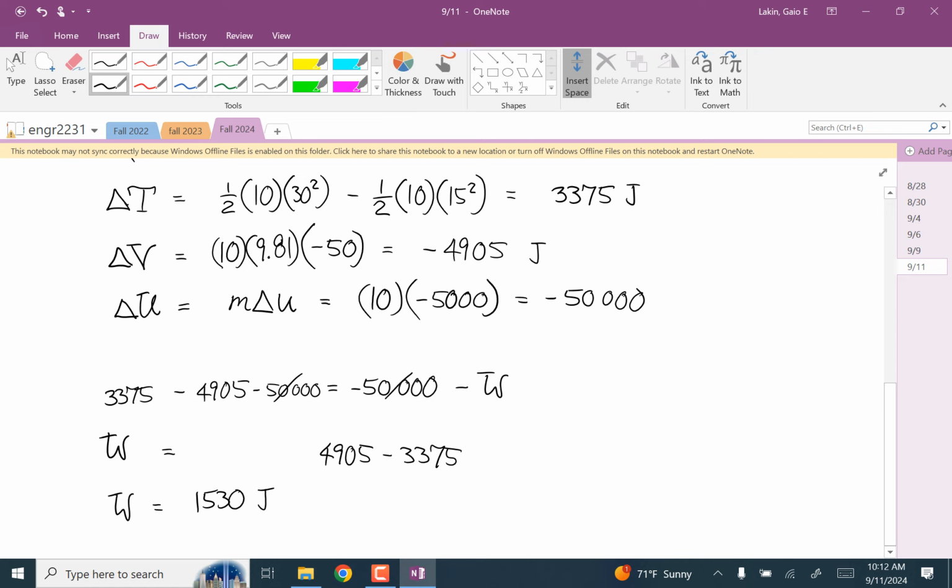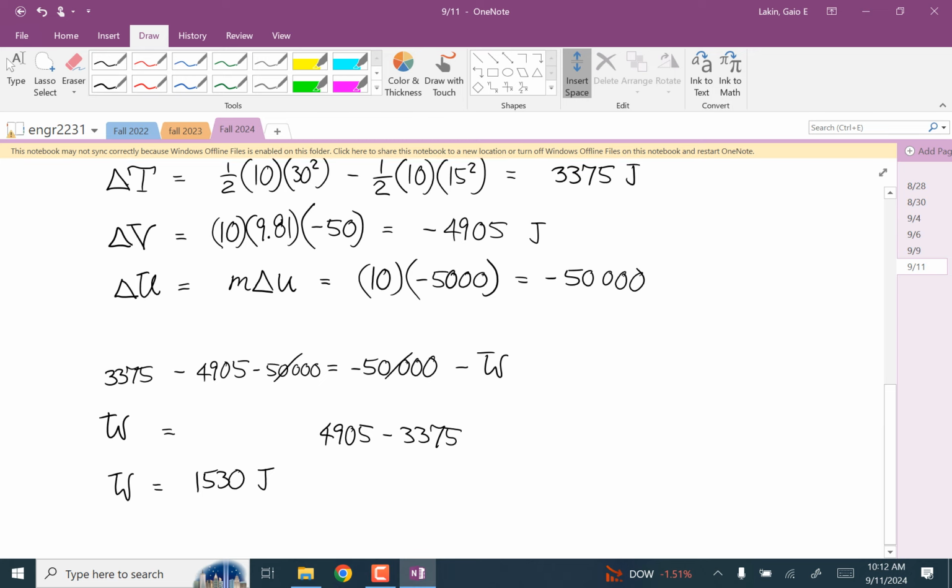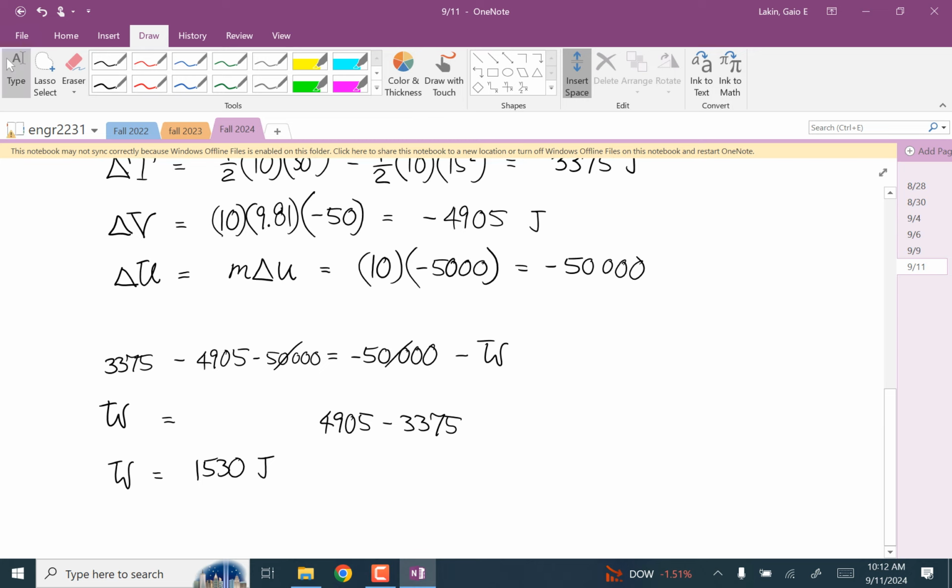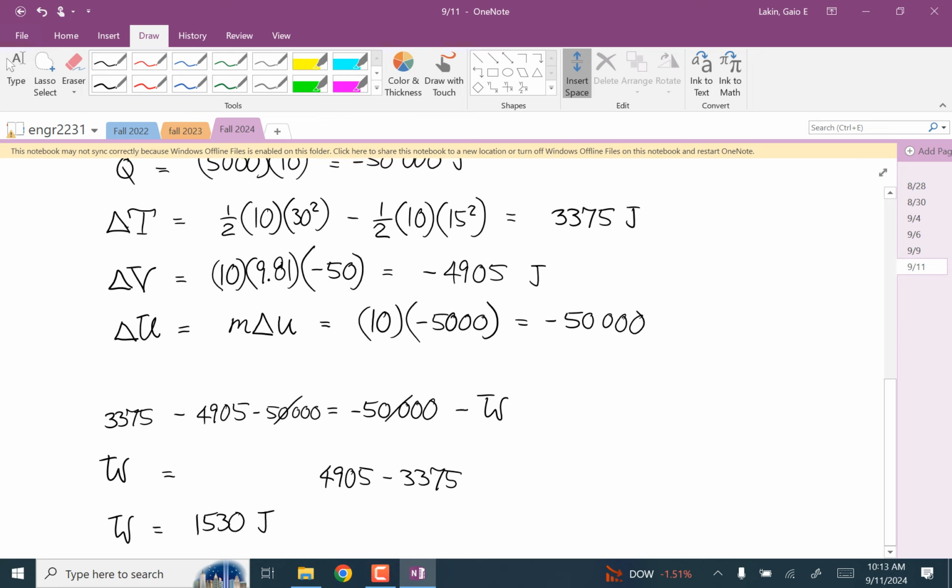So does the system do work on the surroundings, or does the surroundings do work on the system? Look, it's positive, so it does work. It does work, right. So little by little, you need to internalize that sign convention, you know. Any other questions about that one? No, it was the physics. Yeah, right.